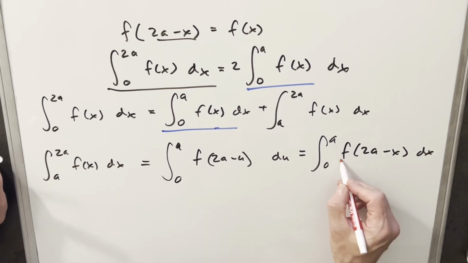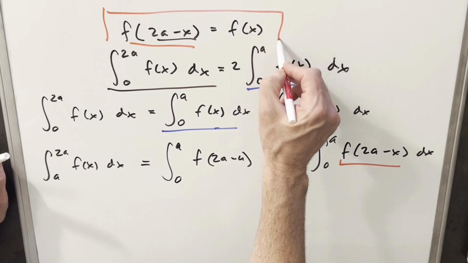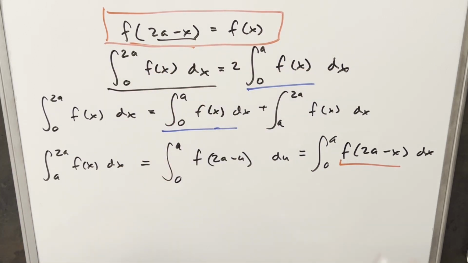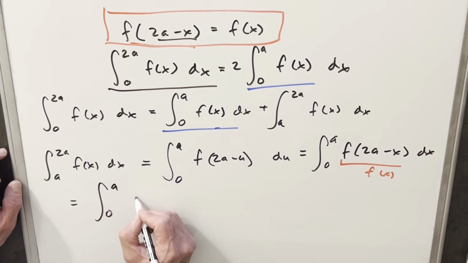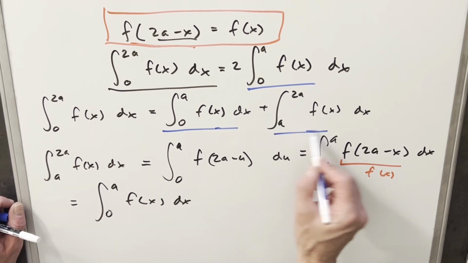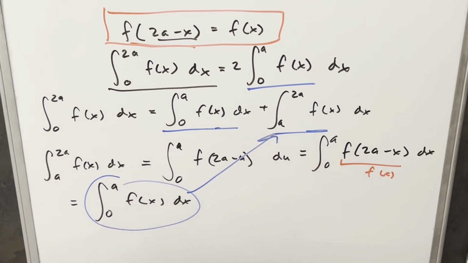But now notice we have our f of 2a minus x here, and we have f of 2a minus x here. We're already making the assumption that we've done this check, that f of 2a minus x is equal to f of x. So I can actually write this here as f of x. Rewriting this down here, we're going from 0 to a, and now I can write this as f of x dx. Now again, we're working on just this piece here, so I can take this and put this back and continue from there.